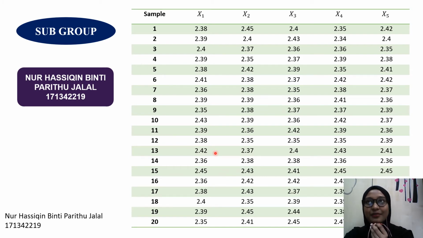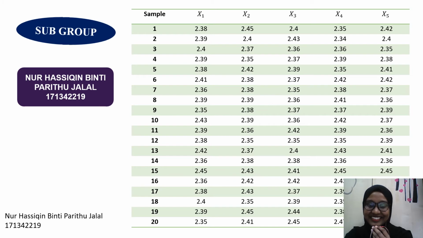Before we do the calculation, we need to collect the data first. For our group, this is our data. We chose 20 sample subgroups because, to collect the data, we need to make sure that the number of subgroups is between 20 and 25, so our group chose 20. And then for the sample, we have 5 samples, which are x1, x2, x3, x4, and x5. This is the measurement for the size of the opening of a mineral water bottle.